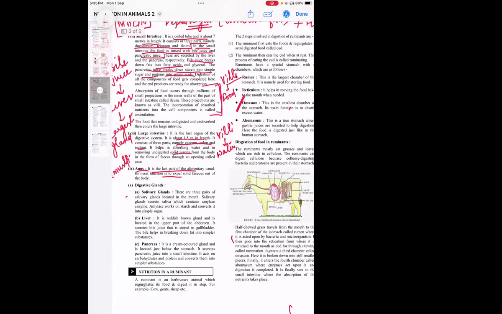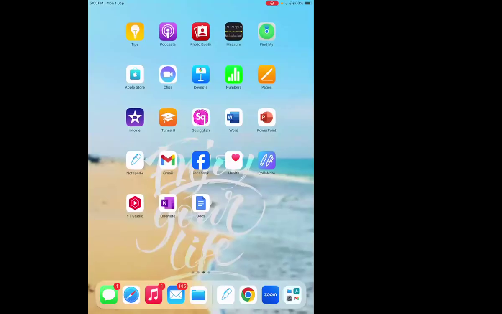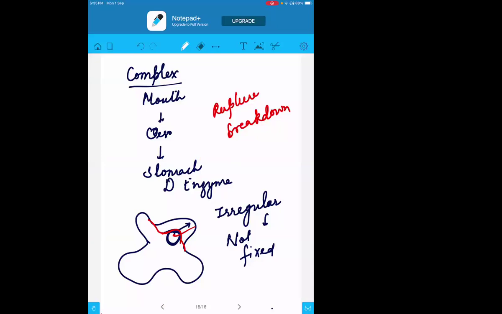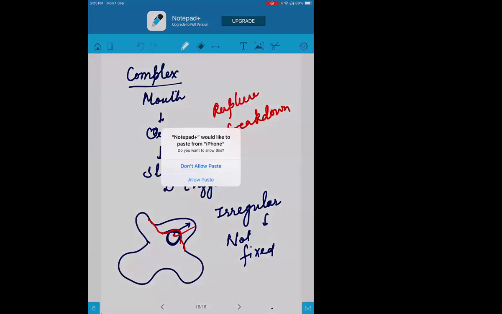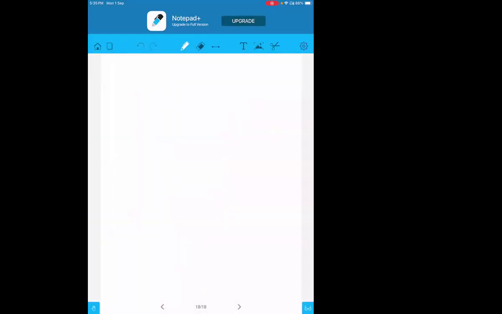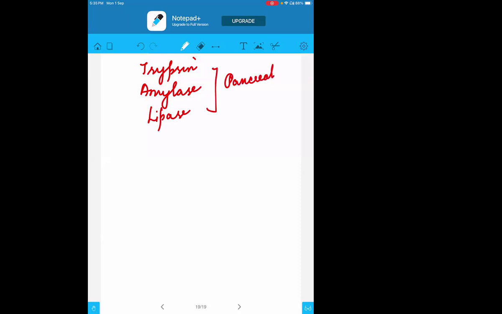Here one small thing is missing in this part. I'll explain that separately. When it comes to the inactive and active forms, there are three enzymes which I have explained: trypsin, amylase, and lipase. These are the three enzymes present in the pancreatic juice.